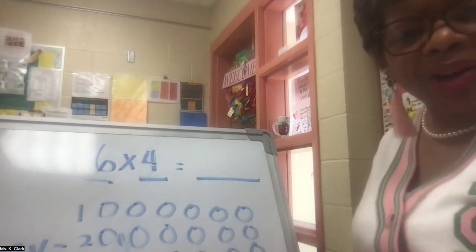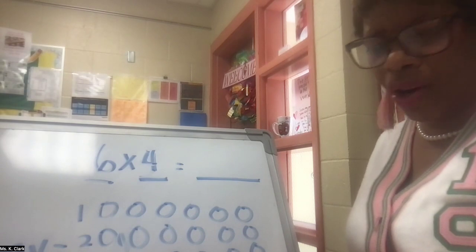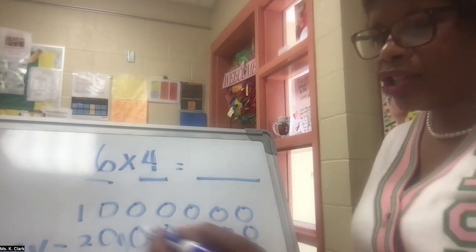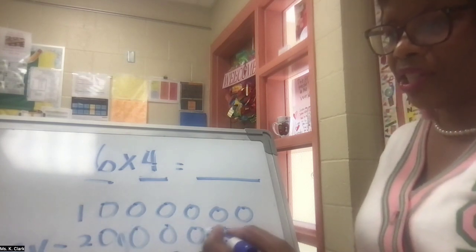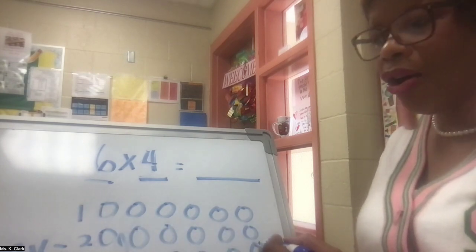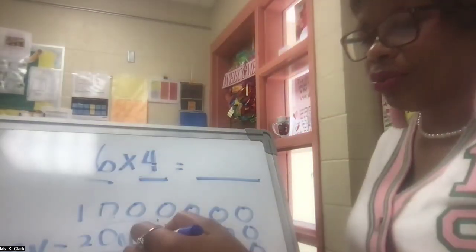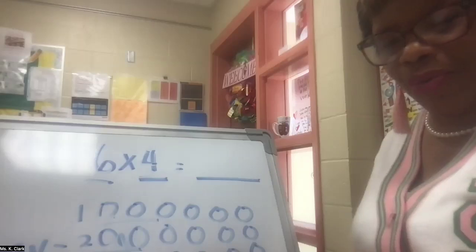So, I know my 4 facts. So I know I have 4 going down. How many times? 1, 2, 3, 4, 5, 6, right? So I'm going to do 4, 8, 12, 16, 20, 24. Or I can count across 6 4 times. So I have 6, 12, 18, 24. Okay.